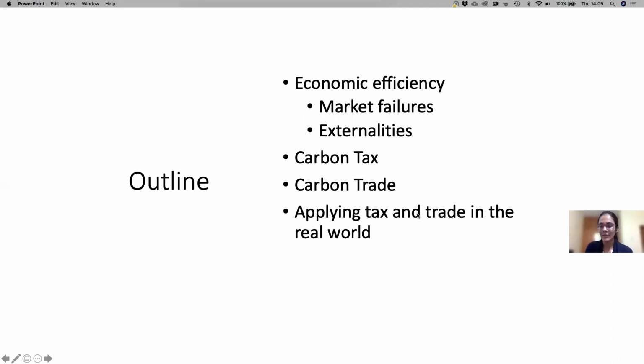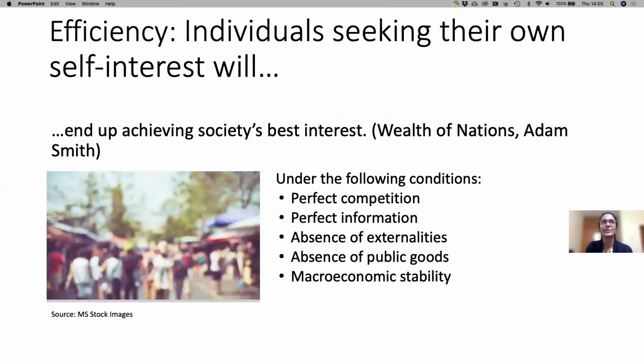So this is the outline of today's talk. We'll go through what economic efficiency means, an introduction to carbon tax, carbon trade, and applying it in the real world. So back in the late 1800s, Adam Smith came up with the idea that if individuals are allowed to seek their own self-interest, the system or society as a whole will end up achieving the best possible outcome. So this was the idea behind the classical thinking of economics.